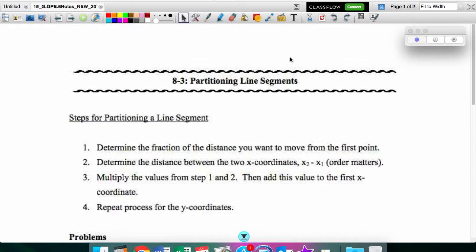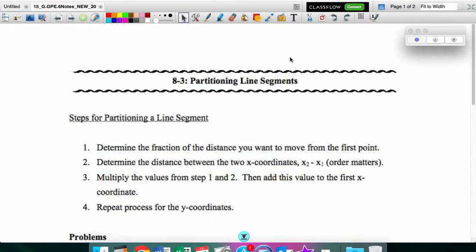Step 2, determine the distance between the two x-coordinates. You can do this by taking the second coordinate, take away the first coordinate. Order does matter. Notice that you're always taking the second coordinate minus the first coordinate.